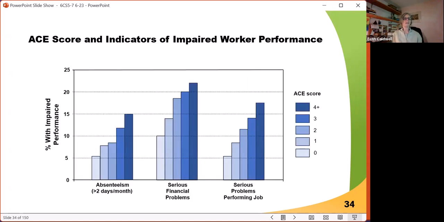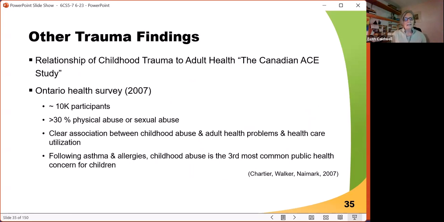And know that it also impairs worker performance. Trauma can destroy lives for a lifetime, or we can work as hard as we can to support the people we serve. So has this been repeated? Yes, it was repeated in Canada. They found very similar results. Over 10,000 people were involved in the Canadian ACE study. And now it's been repeated in other places too. And as I said, it's continuing and ongoing even in our own country with Kaiser Permanente.